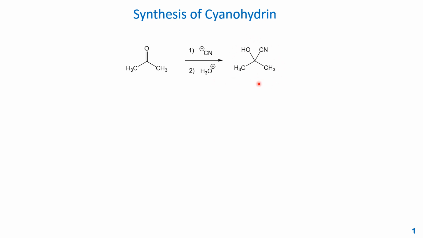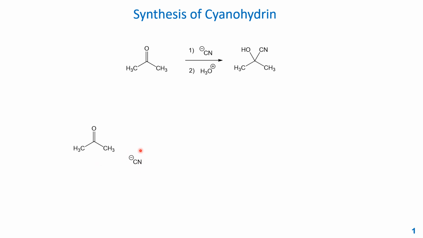You can see the structure has a hydroxyl group and a cyano group connected to the same carbon. This kind of structure is called a cyanohydrin. Let's look at the arrow pushing mechanism of the synthesis. First, this is the reactant, the carbonyl compound. Again, I said this could be an aldehyde, but the example here is a ketone.